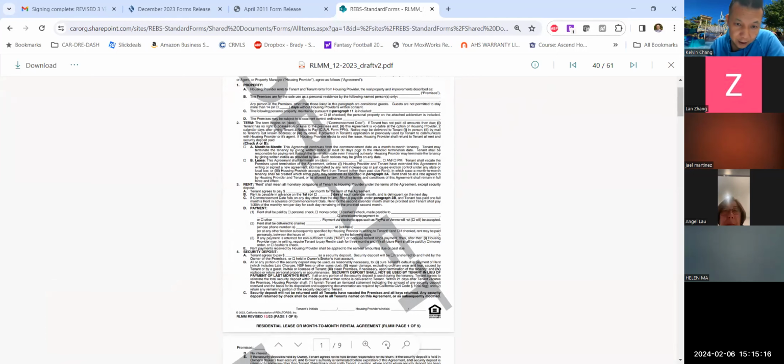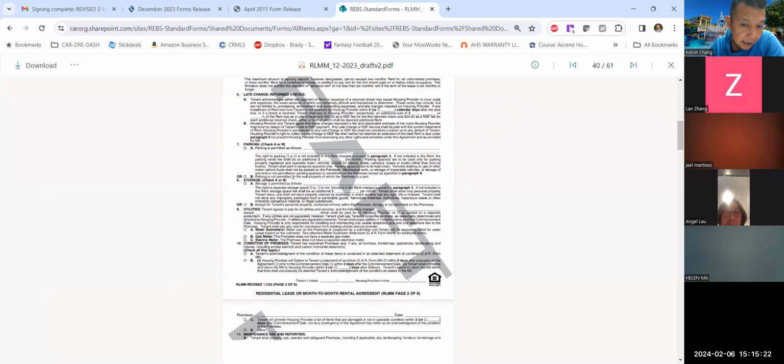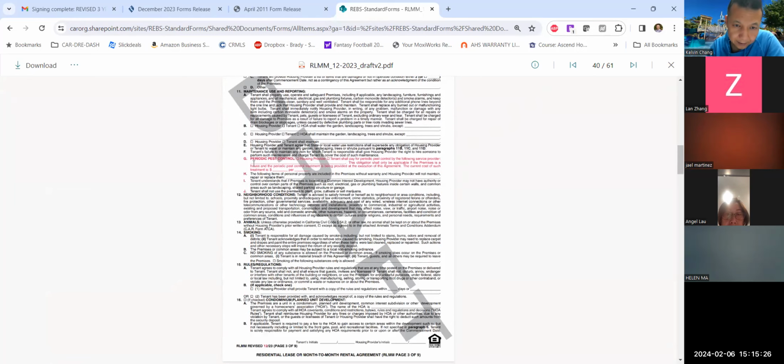But here is your normal lease agreement. Nothing red changes except a few things near the end. Here, periodic pest control is a red change. So here in G, tenant shall pay for, who's going to pay for pest control? The landlord or the tenant shall pay for periodic pest control.